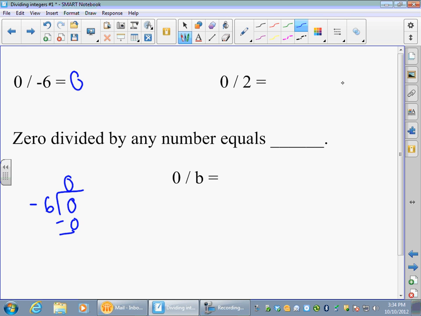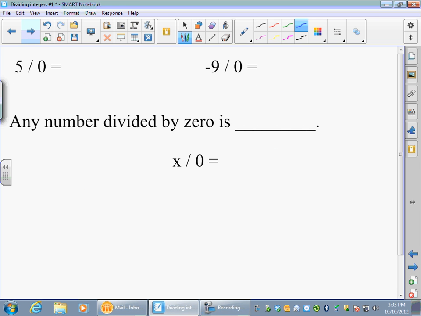0 divided by 2, same thing. 0 on the inside. Well, certainly 0 times 2 gives me 0. It's 0. 0 divided by anything equals 0. Okay? So in algebra, using letters, we could write that 0 divided by b is just going to be 0.